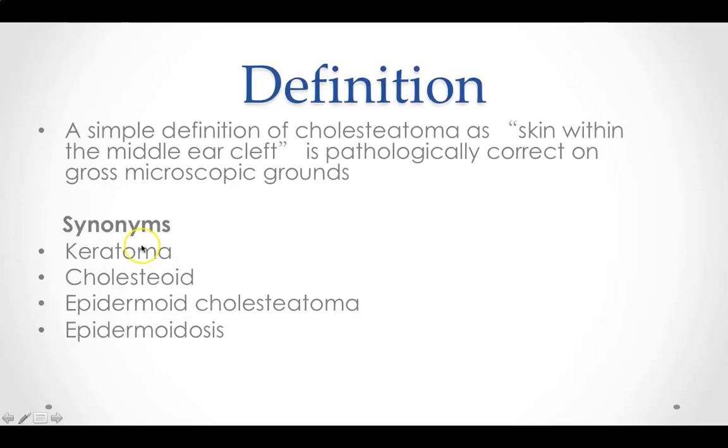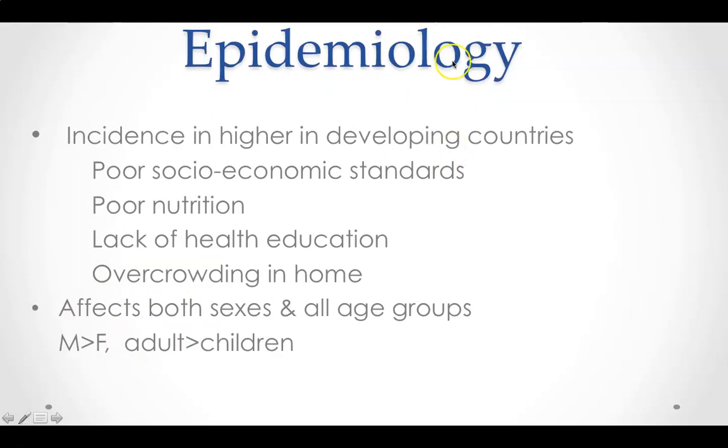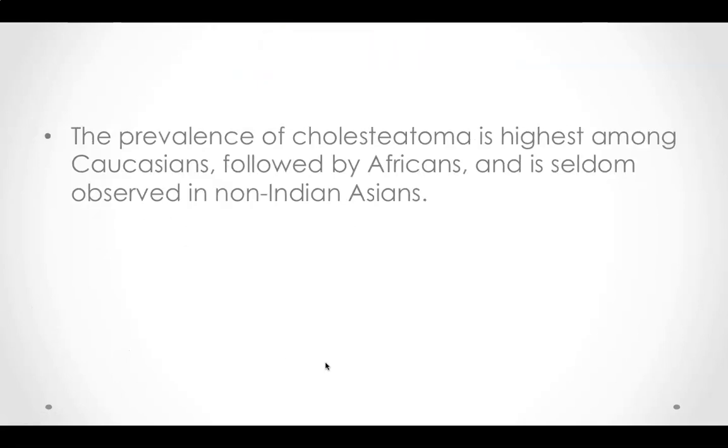Now the synonyms of cholesteatoma are keratoma, cholesteatoid, epidermoid cholesteatoma and epidermoidosis. Moving on to the epidemiology, incidence is higher in developing countries due to poor socioeconomic standards, poor nutrition, lack of health education and overcrowding in homes. That's why the incidence is more in developing countries. It affects both sexes and all age groups, but it is slightly more in males and slightly more in adults. It is highest among Caucasians, that part you can remember.